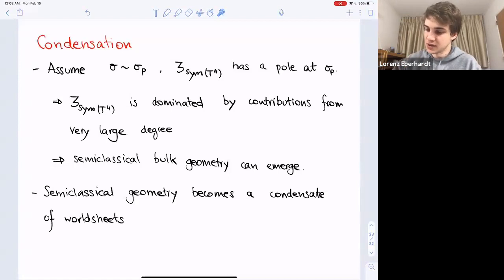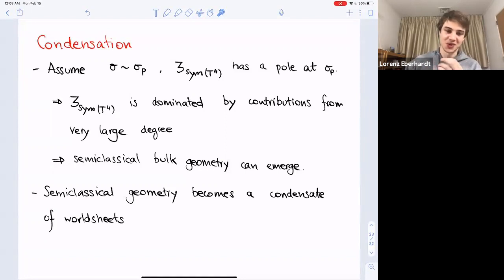Here the symmetric orbifold partition function is dominated by contributions with a very large degree. The pole comes from covering maps of very large degree, and if you go close to the pole, the divergence comes from very large degree covering maps. This is the reason, for me, why if you want some semi-classical bulk geometry to emerge, you should go very close to this sigma p. And so one way of interpreting this is that the semi-classical bulk geometry becomes a condensate of worldsheets.